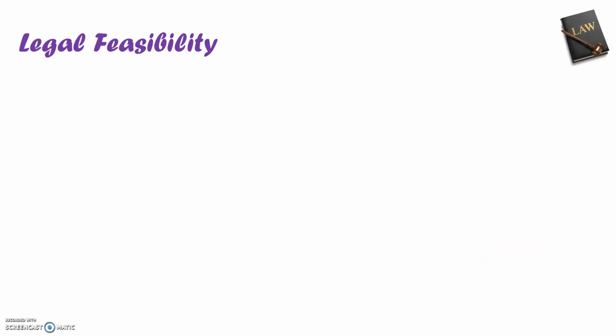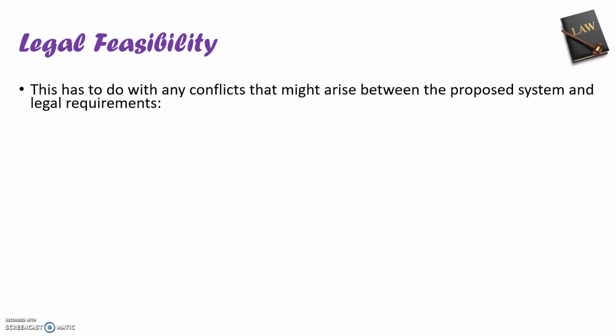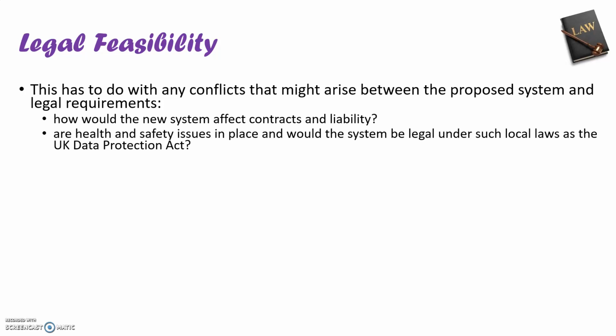The last one is the legal feasibilities, and that's to do with conflicts that might arise between the proposed system and the legal requirements that might be there. Okay, so for example, the new system, is that going to affect any current contracts or liabilities that might already be in place? Are there any health and safety issues which might go against local laws or the Data Protection Act with regards to data being stored by the company? And what are their software licensing implications?